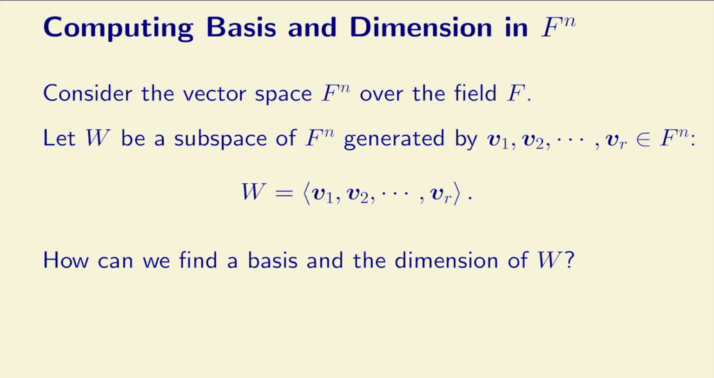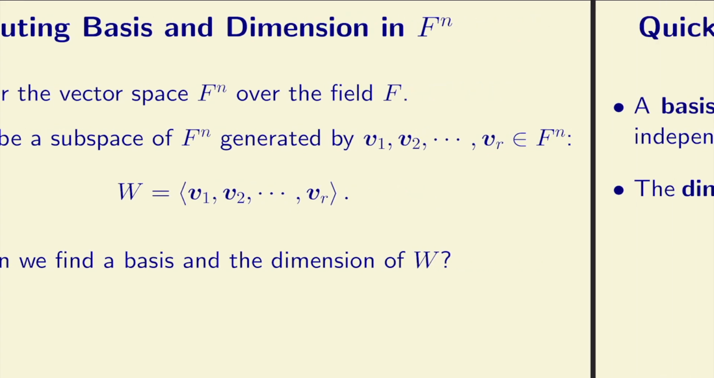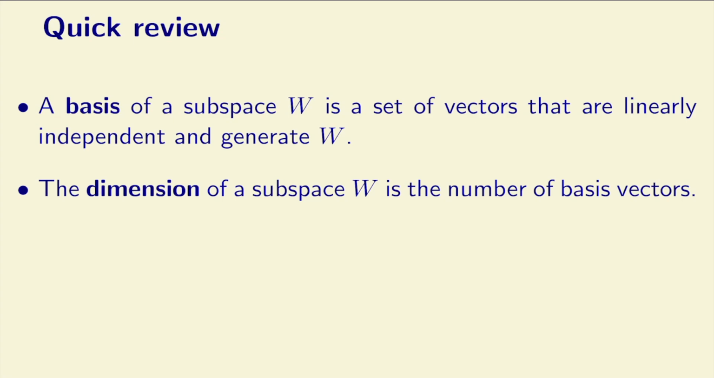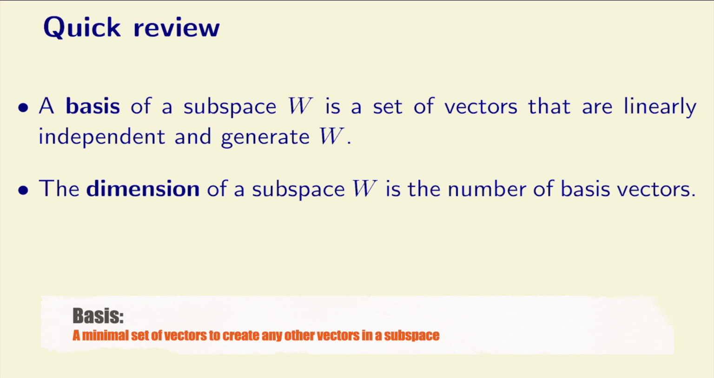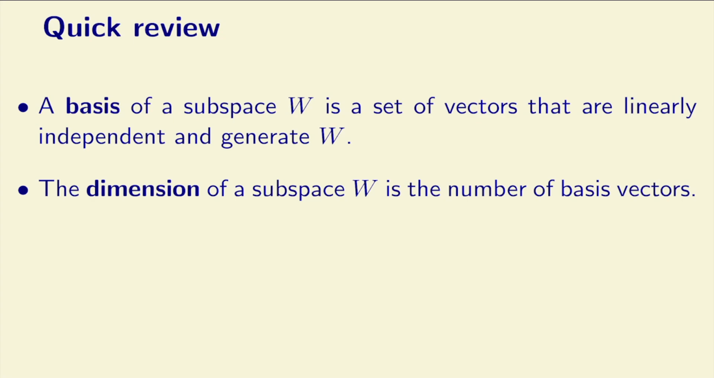I know what you mean. It can be tricky. Let's just start with the basics, since the notes do a quick review. Okay. A basis of a subspace W is a set of vectors that are linearly independent and generate W. And the dimension of a subspace W is the number of basis vectors. Exactly. So a basis is a minimal set of vectors that you can use to create any other vector in the subspace. And the dimension is just how many vectors are in that set. It's like the rank of the space.